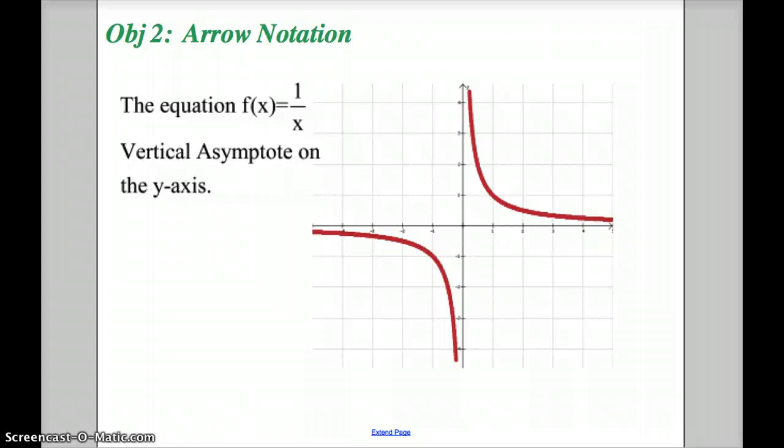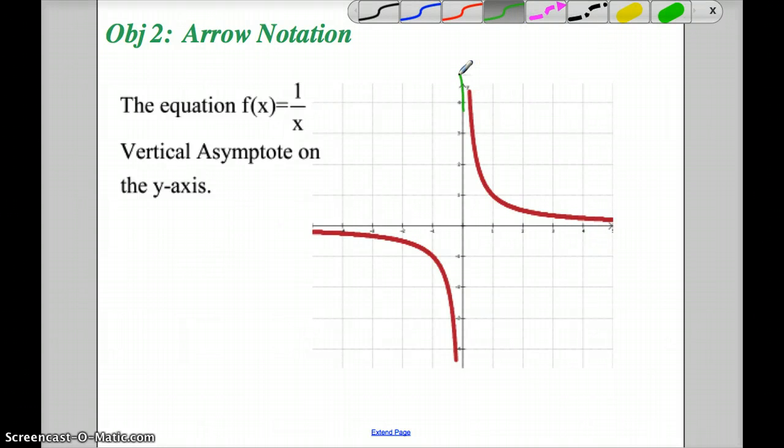And remember, a vertical asymptote is when you have a restriction on the fact that it will never cross 0. So f of x will never be 0. Think about this. Why can't this ever be 0? Well, 1 divided by any number will never be 0. But we will get really close to 0. So this arrow notation that we're talking about here is we ask the question, what happens to f of x as x approaches 0?